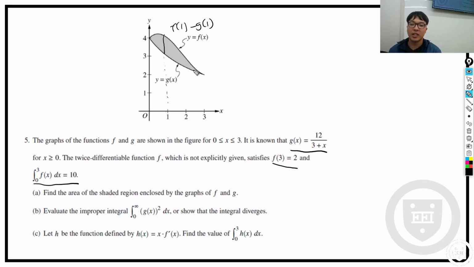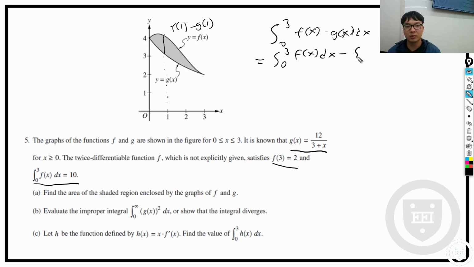So how do you find the area? That's just the definite integral from 0 to 3 of the function, which we have just determined to be f of x minus g of x dx. We can separate this into two integrals, one for f of x dx minus 0 to 3 of g of x dx. So why did we do this? Because the left integral is given to us right here.